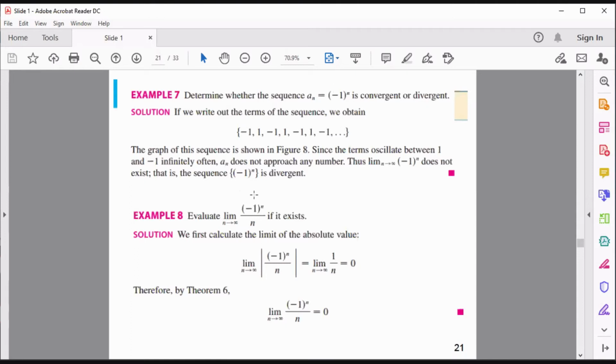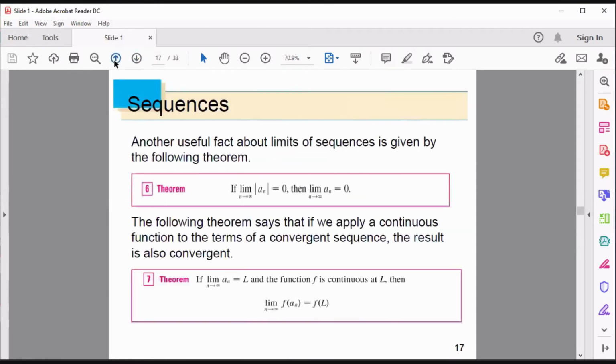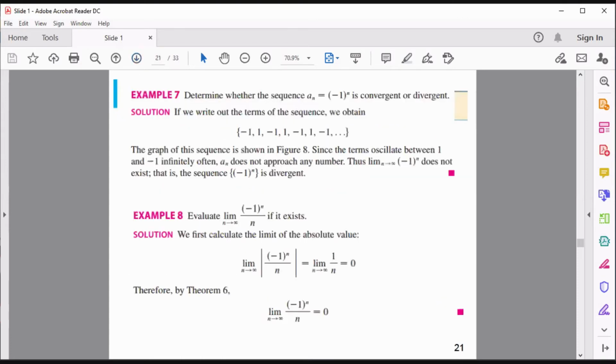However, once we divide by n, even though the sign is not fixed, the sequence goes to 0. Why? Because in terms of absolute value, it's small enough. It's equal to 1 over n, and 1 over n goes to 0. We talked before about this: if the limit of the absolute value of any sequence is 0, then the sequence goes to 0 without absolute value. Here we have the same situation. That means the limit with absolute value is 0. That's why without absolute value, by theorem 6, this limit is also equal to 0.